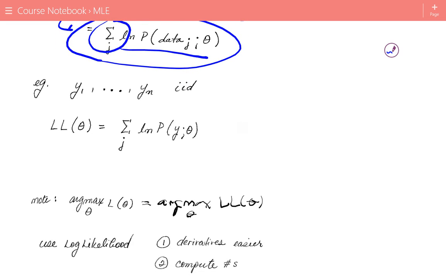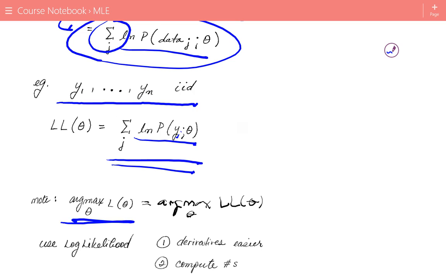So, for example, if we had y1 to yn independent and identically distributed random variables, then we would come up with the sum of the log of the probability associated with each one. Put a little j in there. Now notice that the log of a function is a monotonic transformation, and so the value that maximizes the likelihood will be the same value that maximizes the log likelihood. So when you're trying to find the maximum likelihood, you can just as well look at the maximum log likelihood.